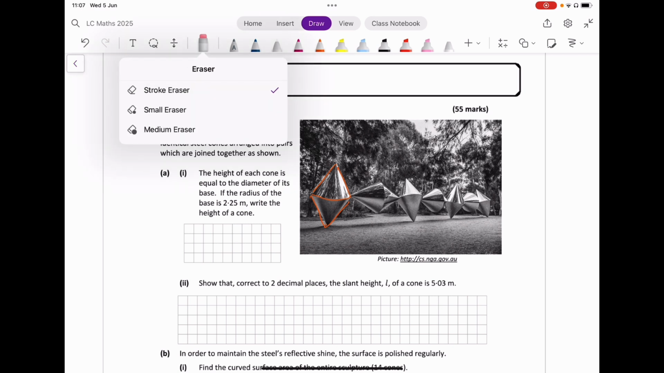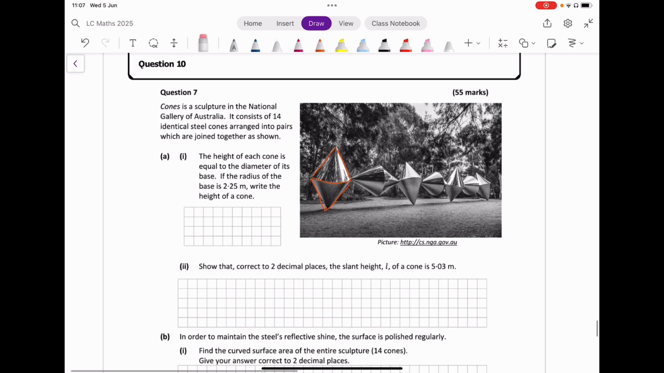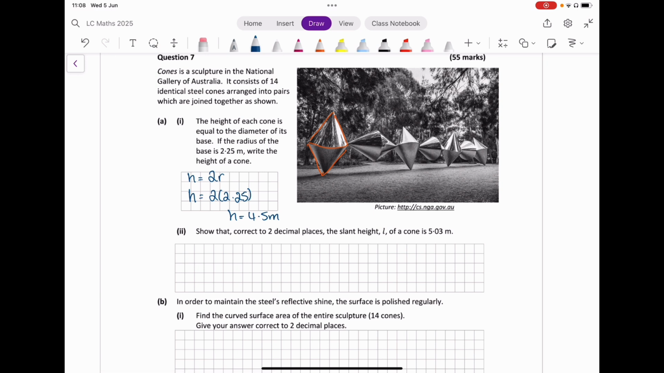It's telling me that the height of each cone is equal to the diameter of its base. Okay, so the height of each cone is equal to the diameter of the base. If the radius of the base is 2.25, then write the height of the cone. So the height is twice the radius, so we know that the height is going to be 2 times 2.25. So my height is equal to 4.5 meters. Okay, so that's the height of each cone.